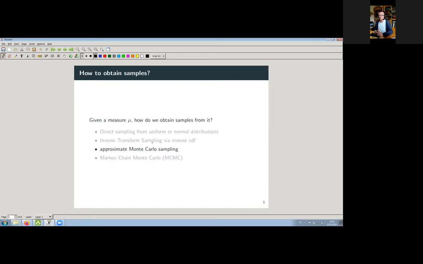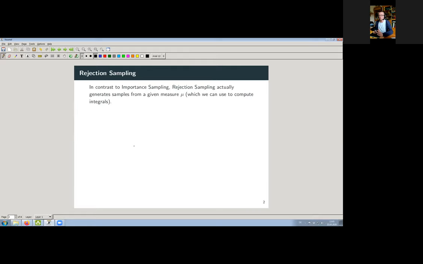And this is still in this regime here. So it's an approximate Monte Carlo sampling. Like a quick teaser for next time, we'll look at Markov chain Monte Carlo methods, which are kind of the gold standard currently. But we will need some ideas from rejection sampling, which we will talk about now.